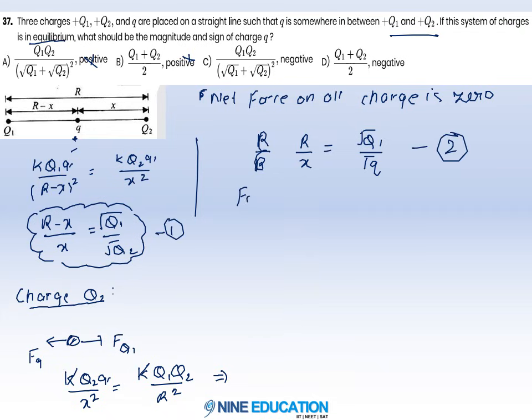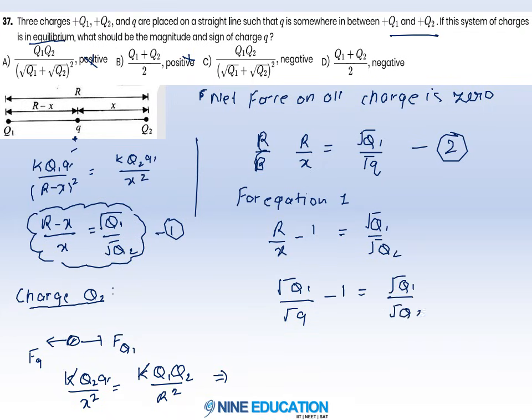So from equation 1, we can write R by X minus 1 equals to under root Q1 upon under root Q2. From equation 2, put the value of R upon X, you will get under root Q1 upon under root Q minus 1 equals to under root Q1 upon under root Q2. So here you will get under root Q1 upon root Q is equal to (under root Q1 plus under root Q2) upon under root Q2.